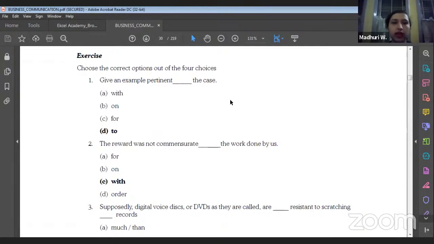So choose the correct options for the four choices here. Give an example pertinent dash the case. Would it be with, on, for, or to? Choose the correct option out of the four choices here. Give an example pertinent dash the case. With, on, for, to? To? Yes. So all of this, right, all of these aspects of English comes with practice.